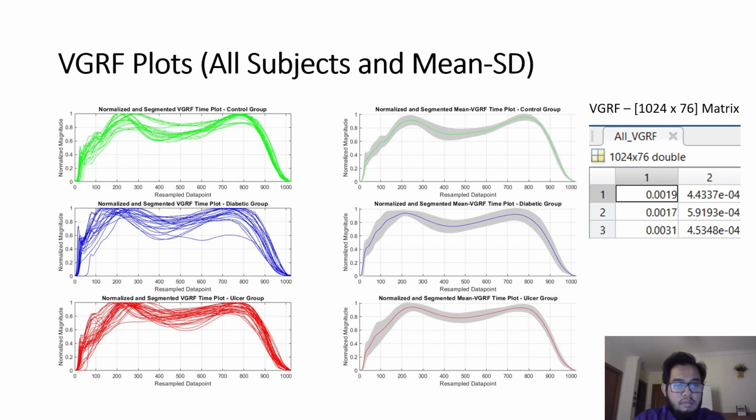So here we have plotted their data separately, like control, diabetic, and ulcer, and we also plotted their mean and standard deviation plots. And this is the VGRF matrix, 1024 times 76. 76 means the patients, 76 subjects.